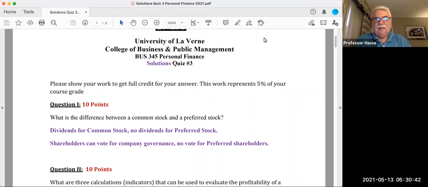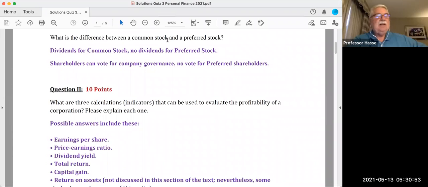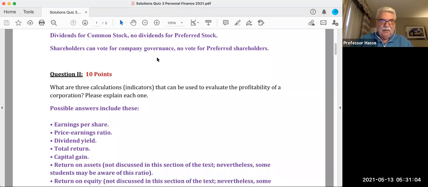The main thing is no dividends for common stock, but preferred stock has dividends. In other words, when you buy a preferred stock, you buy it for the dividend, while common stock has the option of paying you a dividend, but it's not guaranteed. That's a little bit misleading in that definition there, but that's what it represents. No dividends for preferred stock, maybe dividends for common stock. And also the next big one is preferred stockholders have no vote in the company's governance. They can attend the shareholders meetings, but they do not have a voice in the company.